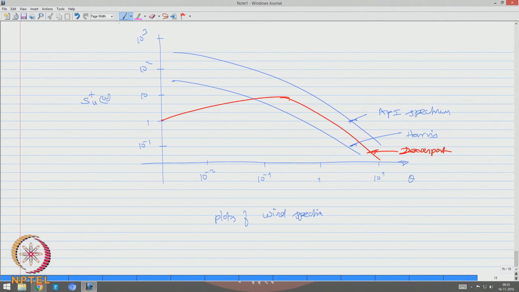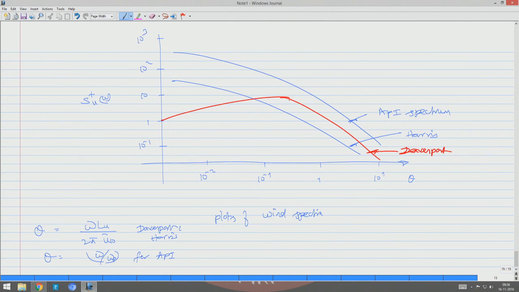Please note, in the above, theta actually is omega Lu by 2 pi u bar 10 for Davenport and Harris, whereas this is equal to omega by omega p for API, because API actually does not calculate the variance based upon U10, but depends upon surface layer thickness, which we saw in the last slide.